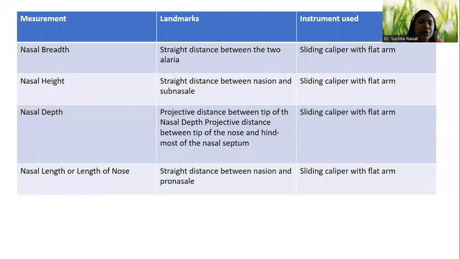Now, we will be discussing the somatometric measurements which are taken from the nose. These are: 1. The nasal breadth, which is the straight distance between the two alae of the nose. It is taken by a sliding caliper with flat arm. The nasal height is the straight distance between the nasion and the subnasale and is measured with a sliding caliper with flat arm. The nasal depth is the projected distance between the tip of the nose and the hindmost part of the nasal septum and is usually measured by a sliding caliper with flat arm. The nasal length, also known as the length of the nose, is the straight distance between nasion and pronasale, and it is measured using a sliding caliper with flat arm.